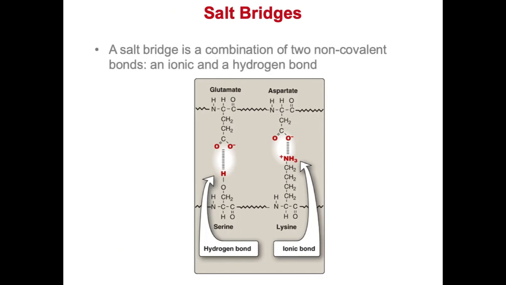Then we have salt bridges, and salt bridges are a combination of two non-covalent bonds, in this instance a hydrogen bond and an ionic bond. So we have the hydrogen bond here of the alcohol group and a carboxylic acid, together with an amino group and the carboxylic acid. So we have a hydrogen bond and an ionic bond, and together this is termed a salt bridge.